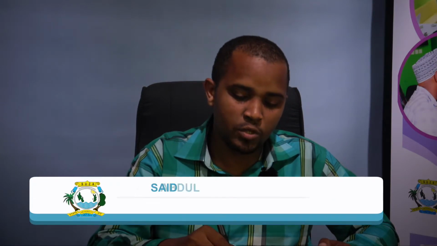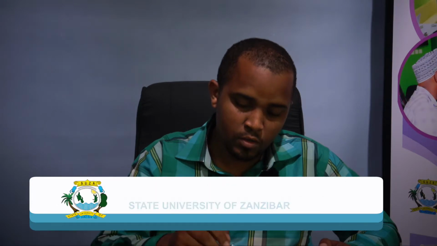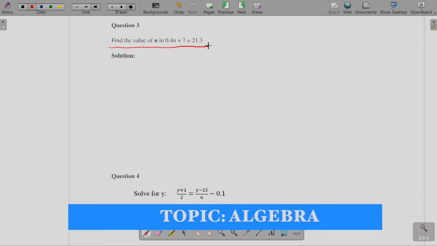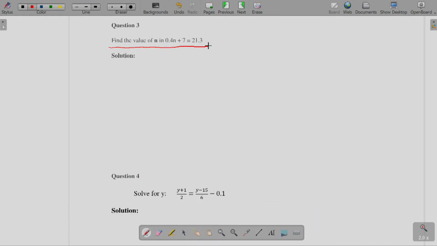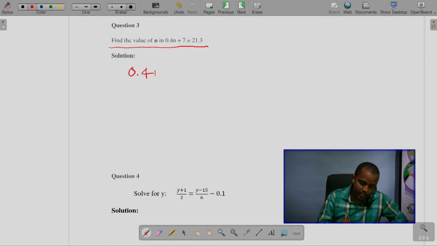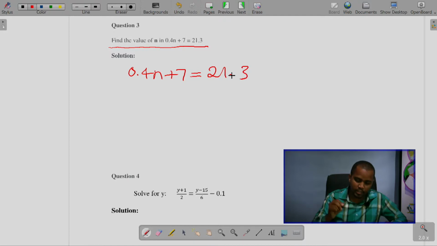Let's move to another question, which requires us to find the value of n from this equation. The first step is to write the equation given, which is 0.4n plus 7 equal to 21.3.